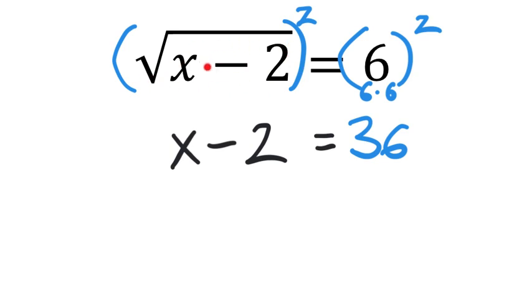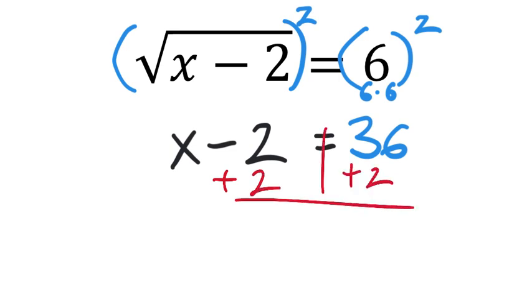But we're looking at the inside of that square root, right? If I can make the inside of the square root 36, then I should get a true statement. So at this point, applying principles of equality, let's add 2 to both sides. Here I'll drop my x, the 2s cancel out, equals 36 plus 2, which is 38.